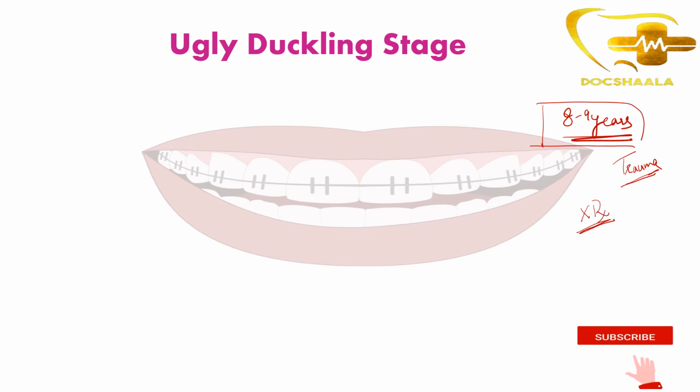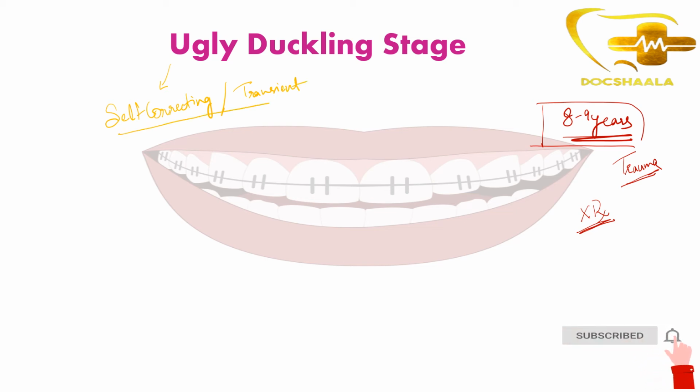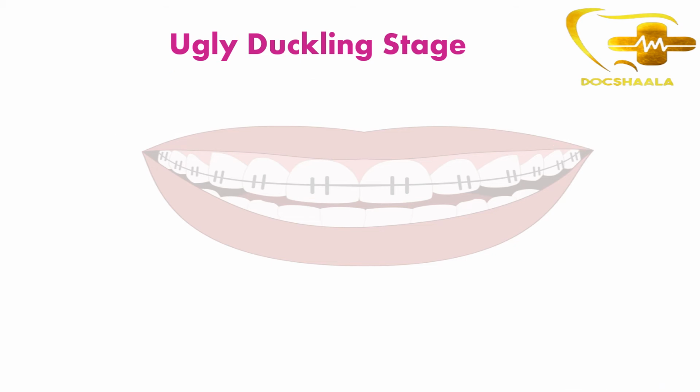Why is this? Because this ugly duckling stage is actually a self-correcting anomaly, or it is also known as a transient anomaly. What does this mean? This means that the anomaly does not require any treatment, and hence intervention should not be made. Then how does this get treated? Will that child look like that for his entire life? No.